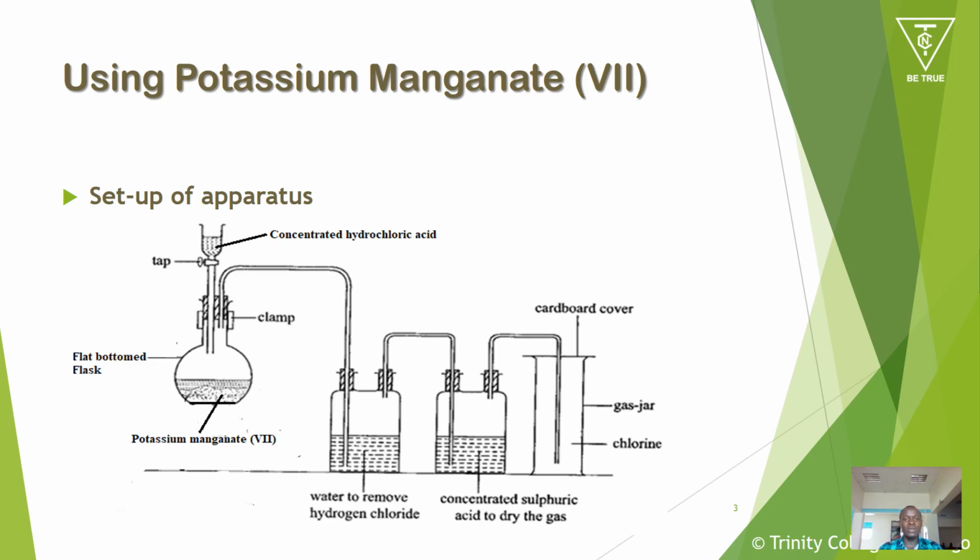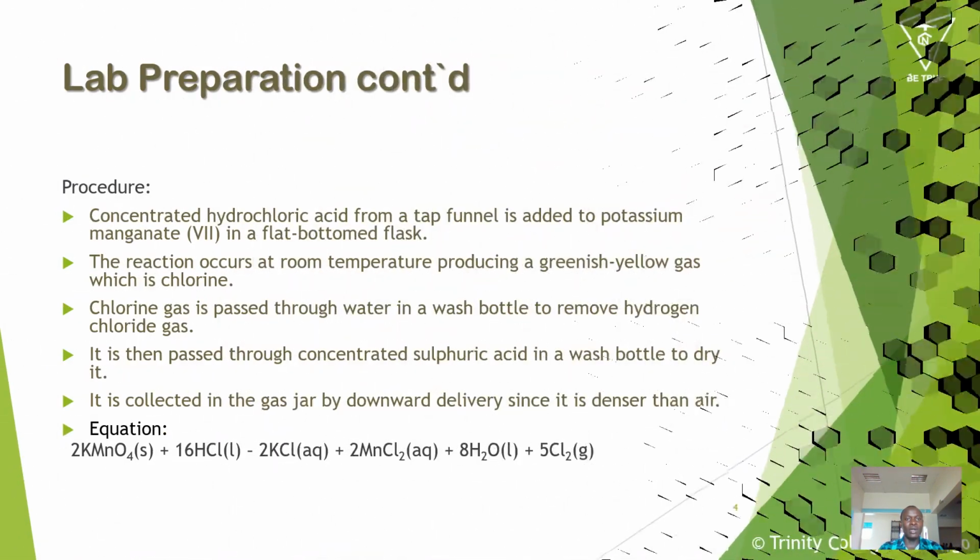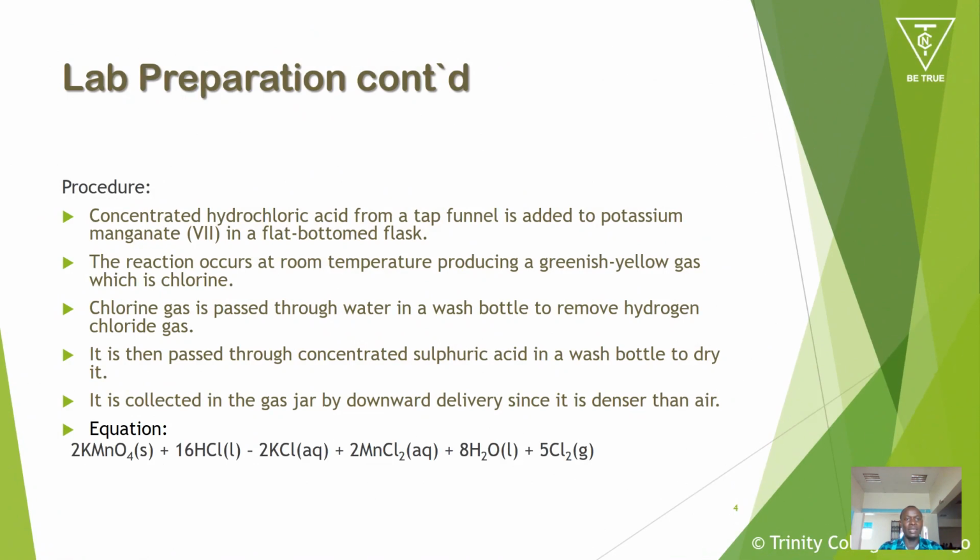Where is the water? The water is in the wash bottle. After passing chlorine gas through water in the wash bottle to remove hydrogen chloride gas, then we pass it through concentrated sulfuric acid for removing water vapor or for drying it. And then we can collect this gas by downward delivery, since it is a heavy gas, it is denser than air. So you must be as smart as that, just be concise and precise. You can describe something like this.